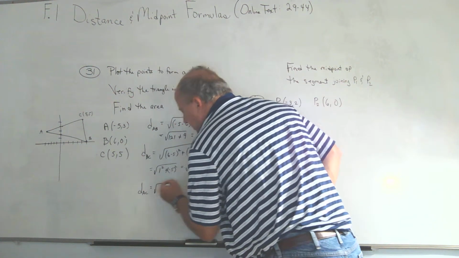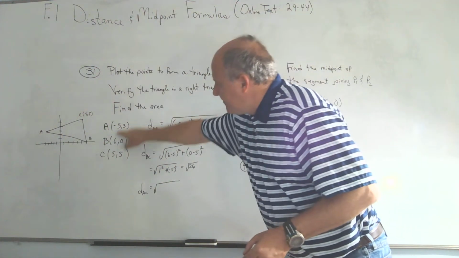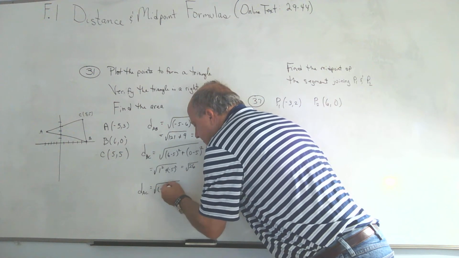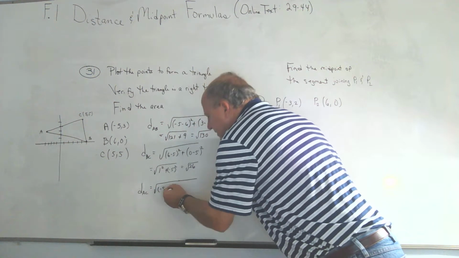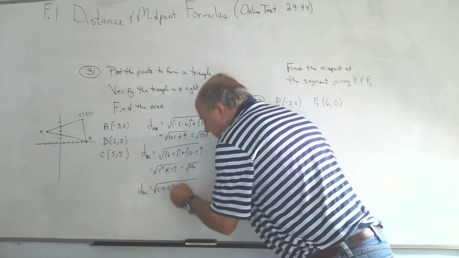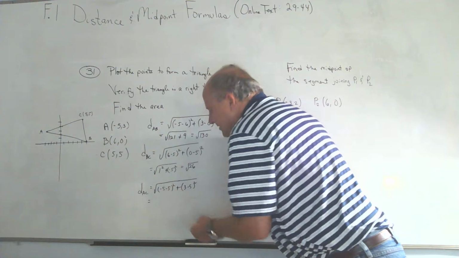So it's the square root of, well, A to C. It's negative 5 minus 5 squared. Let's do my radical. Plus 3 take away 5 squared. So negative 5 minus 5 is negative 10.